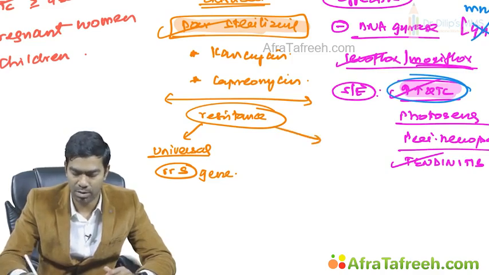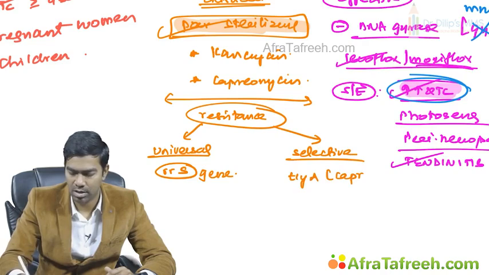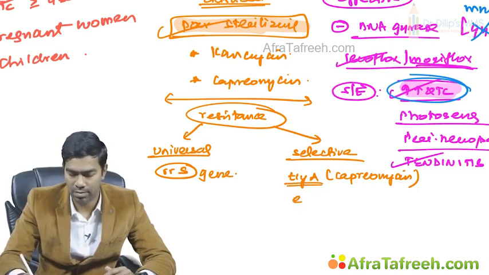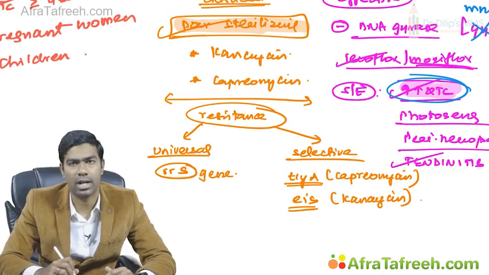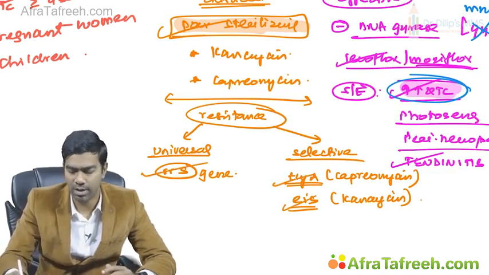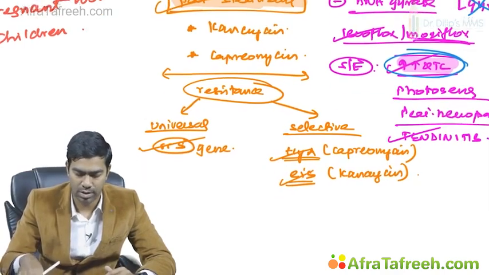But for selective aminoglycosides, you can develop resistance with tlyA gene mutations, which render the bacteria resistant to capreomycin. And next we have eis gene mutations, which render the bacteria resistant to kanamycin. Clear? So all these three gene mutations are very important for your understanding for exams.